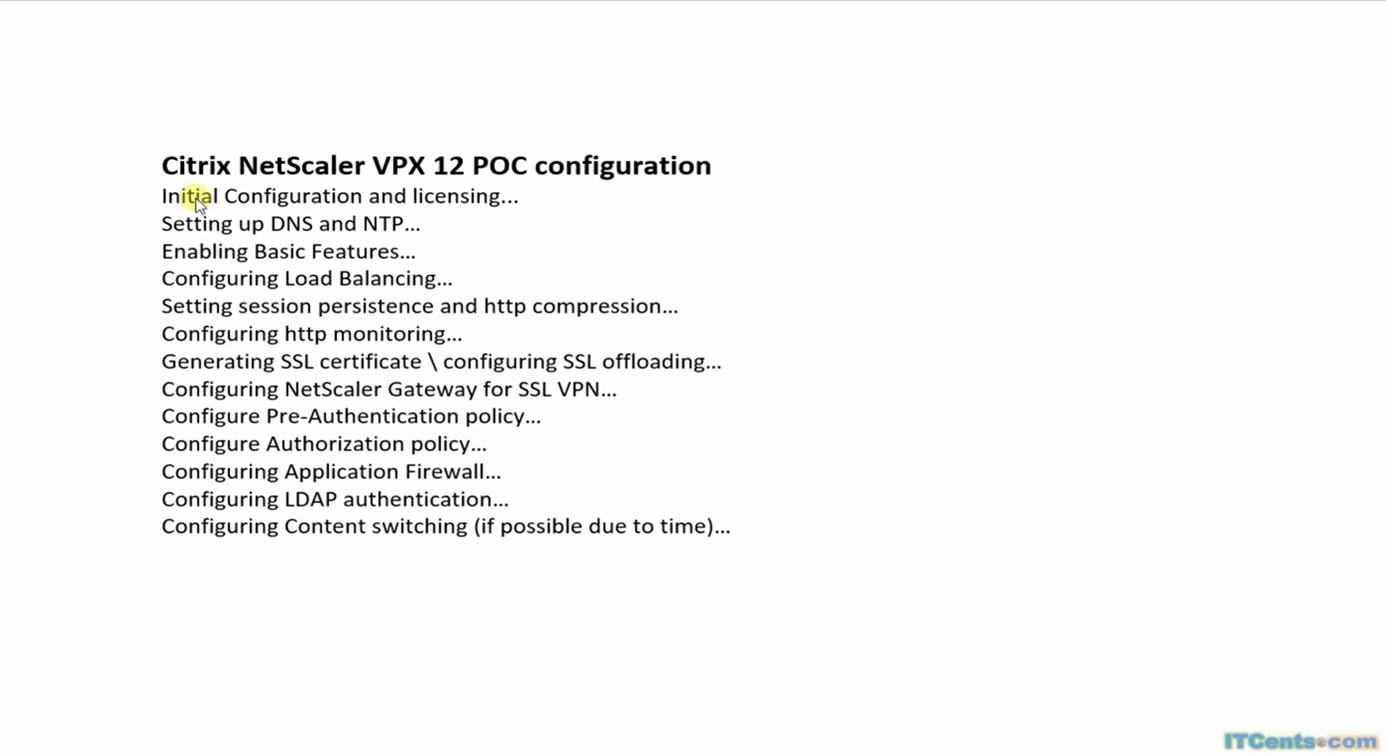So these are the topics I will be going through: initial configuration and licensing, setting up DNS and NTP, enabling basic features, configuring load balancing, setting session persistence and HTTP compression, configuring HTTP monitoring, generating an SSL certificate and configuring SSL offloading, configuring NetScaler VPN gateway for SSL VPN, configuring pre-authentication policies and authorization policies, configuring application firewall and binding it to the HTTP virtual server, configuring LDAP authentication, as well as configuring content switching if possible due to time. So this is the agenda for this video, and this is what I'm planning to do. So that's it, let's start.